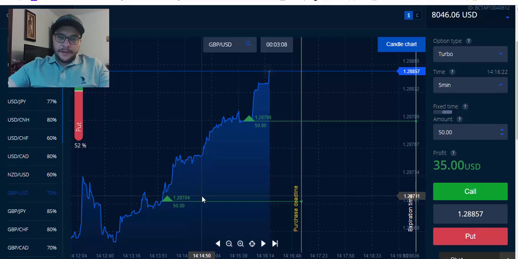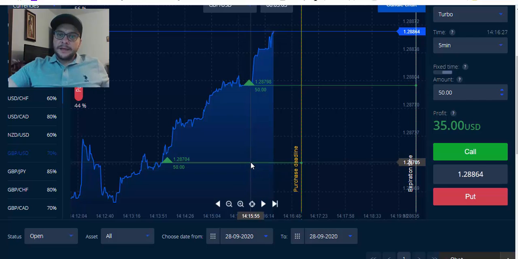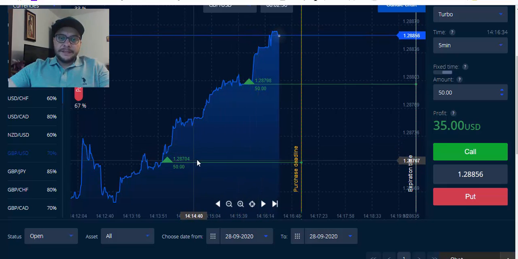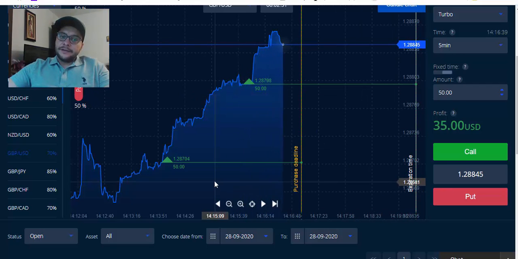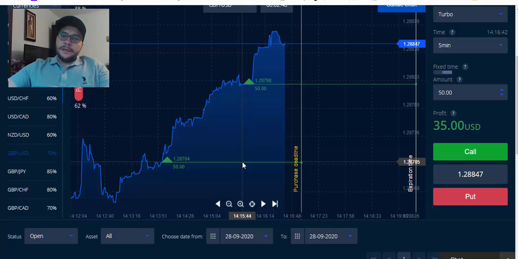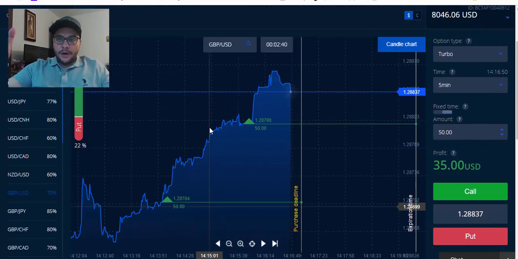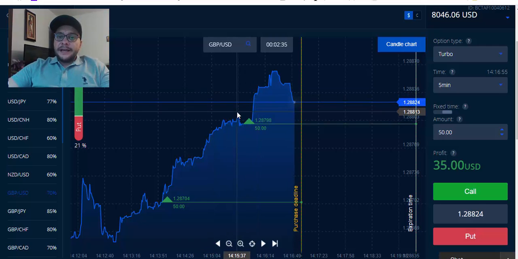So if it's a call, if it's a buy signal, if it's a buy trade, the trade should end after 5 minutes above this green line, and if it's a sell, it should end below the line. It will be a red line here. Of course, many of you know how binary options work. So let's wait and see what will happen with these two trades.